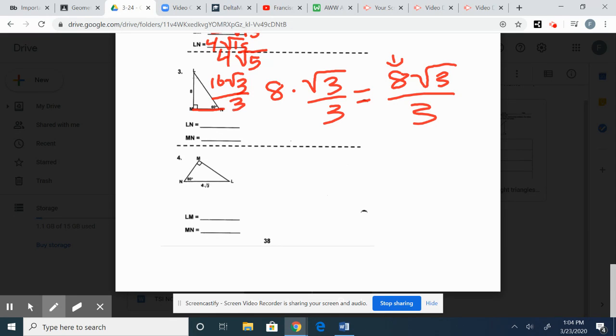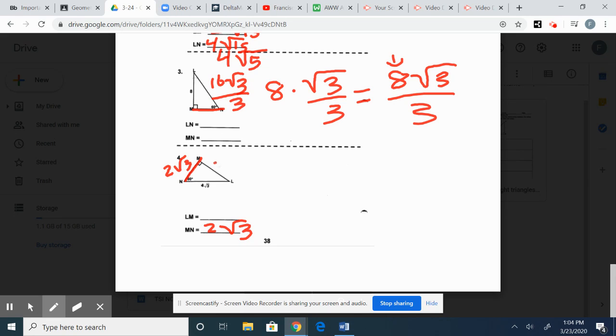And the very last one, again, they give us our hypotenuse. So we're going to look at the shortest side, NM, and this is going to be half of that 4. So NM would be 2 square root of 3. 2 square root of 3 on this side.